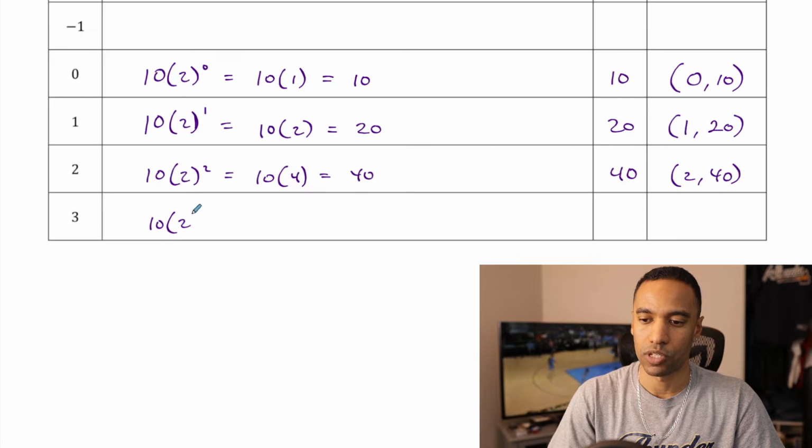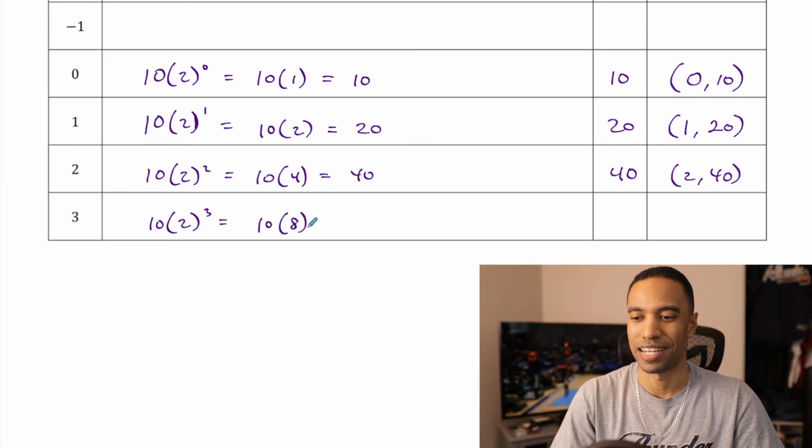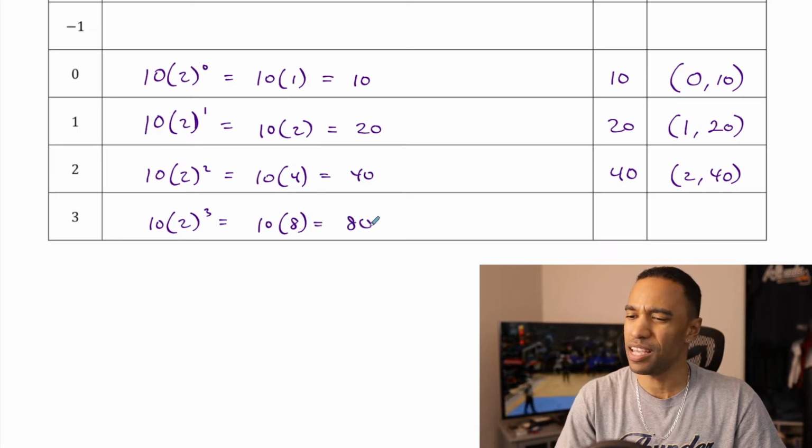2 cubed, we saw before, was 8. If I say 2/3, I apologize. And 10 times 8 is 80. Easy numbers. Easy peasy.